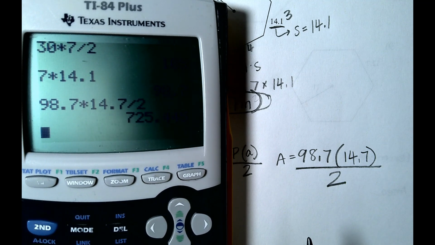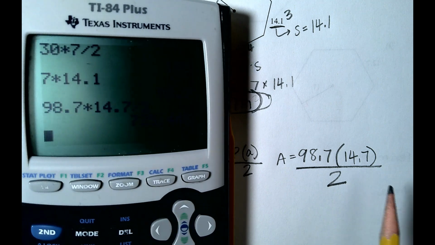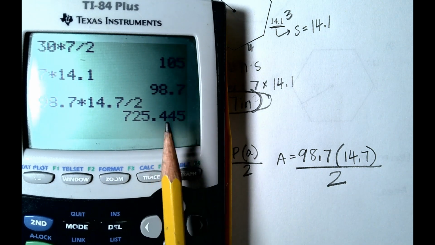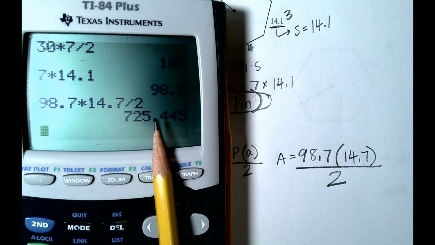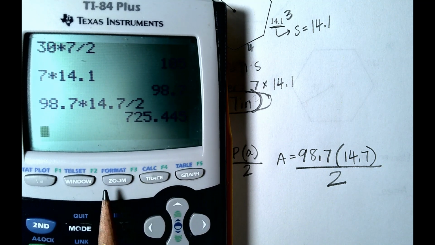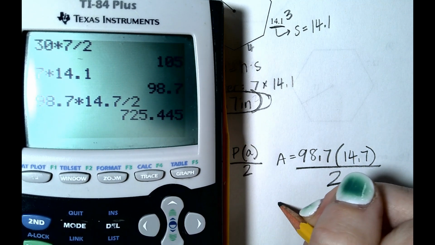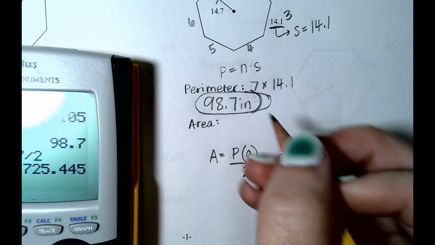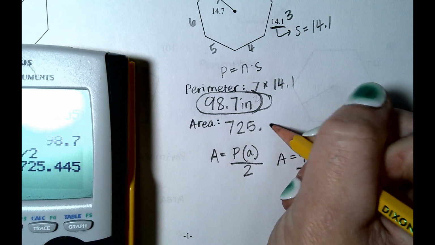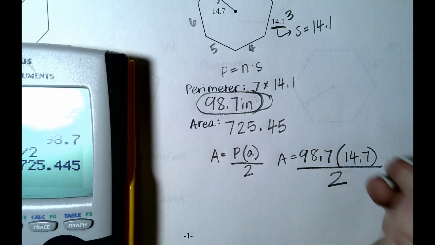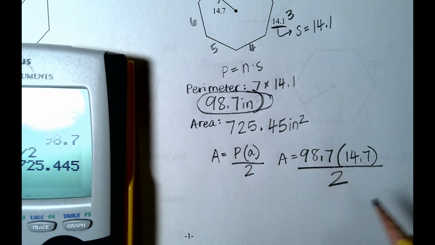Can we round that up? Yeah, you can round it if you would like, absolutely. So we could say 725.45, or we could just say 725.4. I'm not going to be picky on that though. But our area would be, let's write that down, 725.4. I'm going to go with 45. And this one would be inches squared. Good.